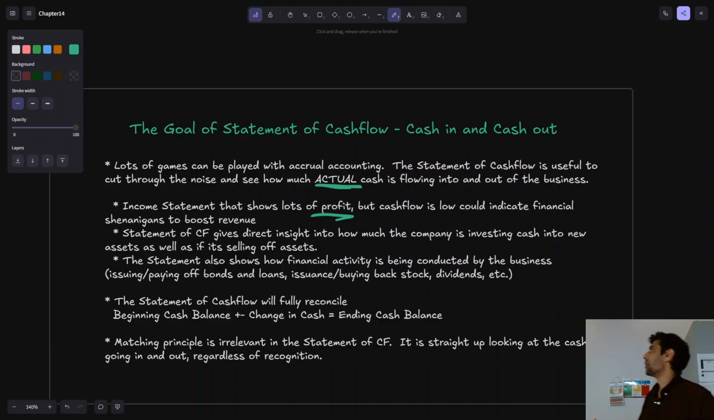For example, if you're selling a lot on accounts receivable, maybe you're extending credit to customers who are never going to pay you. That's going to boost your net income, but it's not going to necessarily result in a cash flow later down the line.